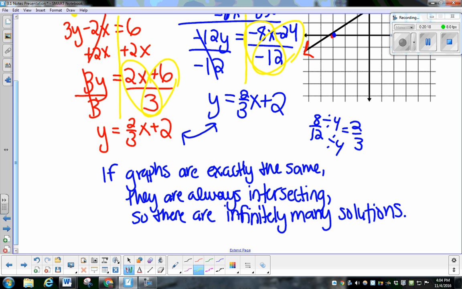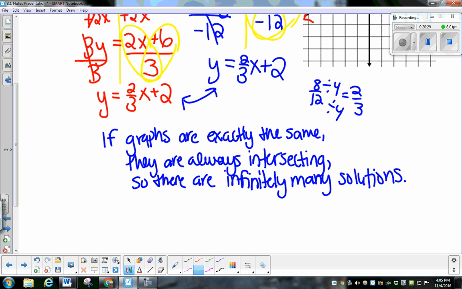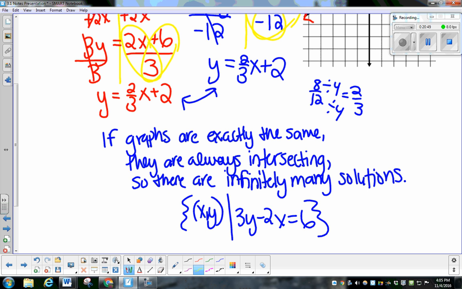So in every other book I've ever seen, when they write the solution to this, they write, literally, infinitely many solutions. Now, this book's a little different. I think it's important that we go ahead and do it this way. Our book writes it like this. The solution is all sets of x, y such that, and then you just pick one of the equations and write it there. So I'm going to choose the first equation. It was 3y minus 2x equals 6. That was just from the original problem. And that's how we write it.